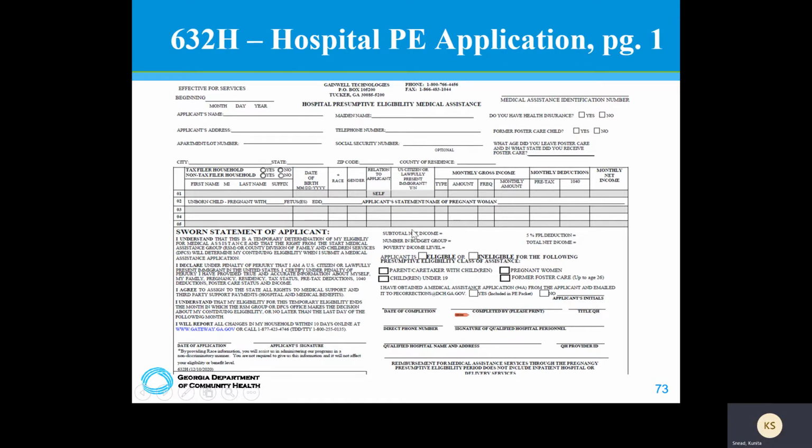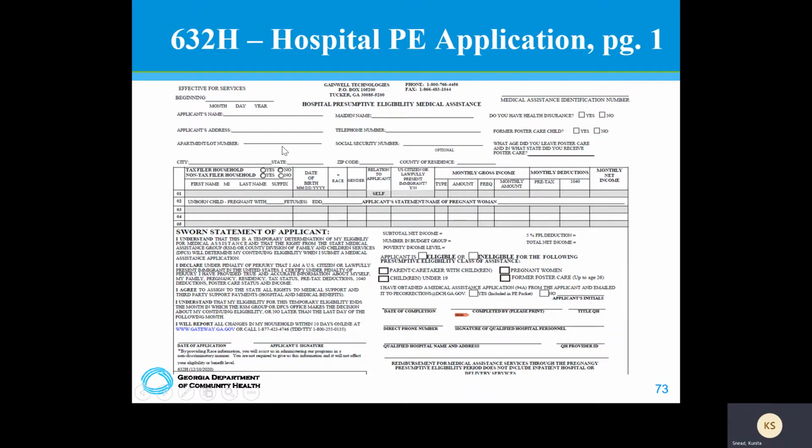Number in the budget group, how many people are on this application? That should be the number right here. And then the poverty income level comes from your income limit chart. If you're looking at the parent caretaker, you're going to put that amount here based off of how many people are in the budget group. If you're looking at children under 19, based off of their age and the number of people in that budget group, you put the amount here.